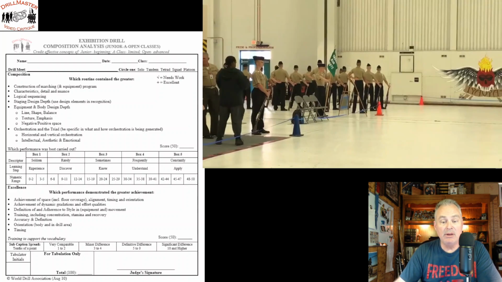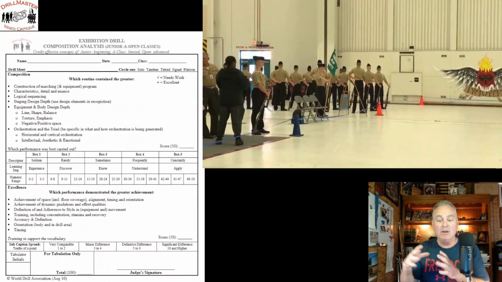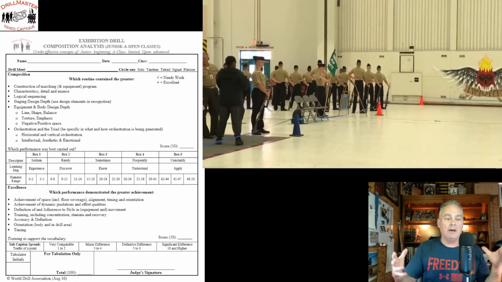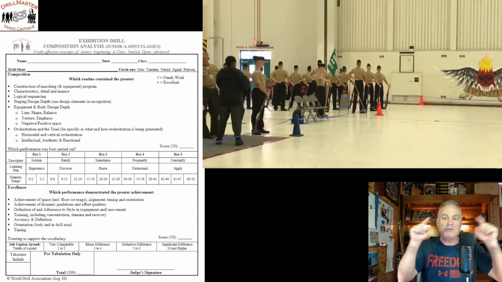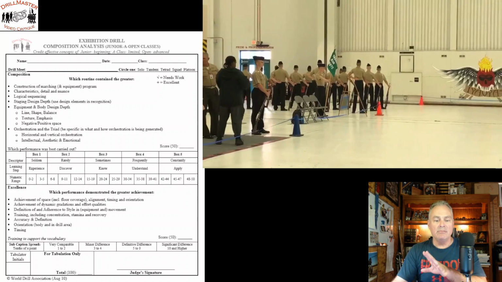Then staging, design, depth, use design elements and recognition. I need to make a separate video on that one as well, but you're going to look at the depth of the design as far as the layering of equipment movement over the marching, and not only that, but the movement of the team. And what I mean by movement versus marching, movement is moves. Doing an exhibition move such as blackout. Blackout is the ones and twos, and then they come forward, they split, they do boxes of three, pivot between each other, marching through each other. Or any of the others, delta, these other moves that have been around since the 1950s, and you can read about those in my first book.